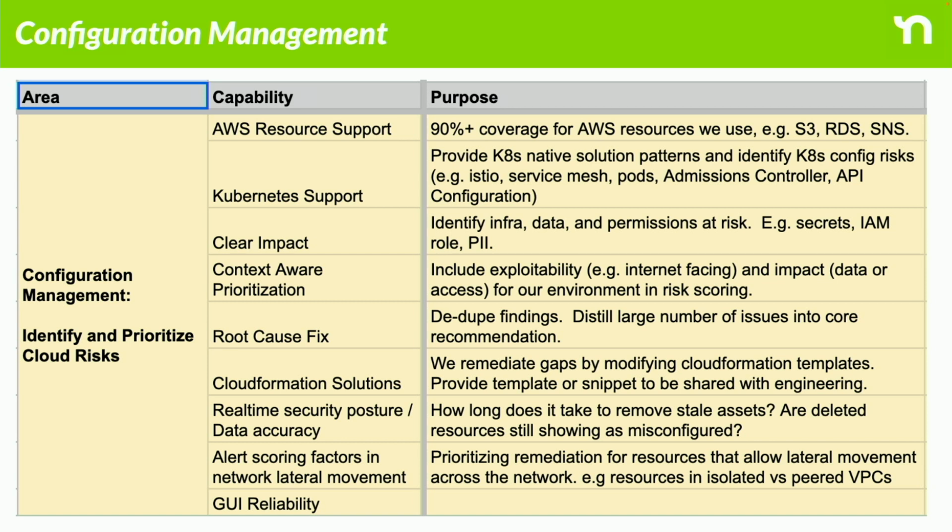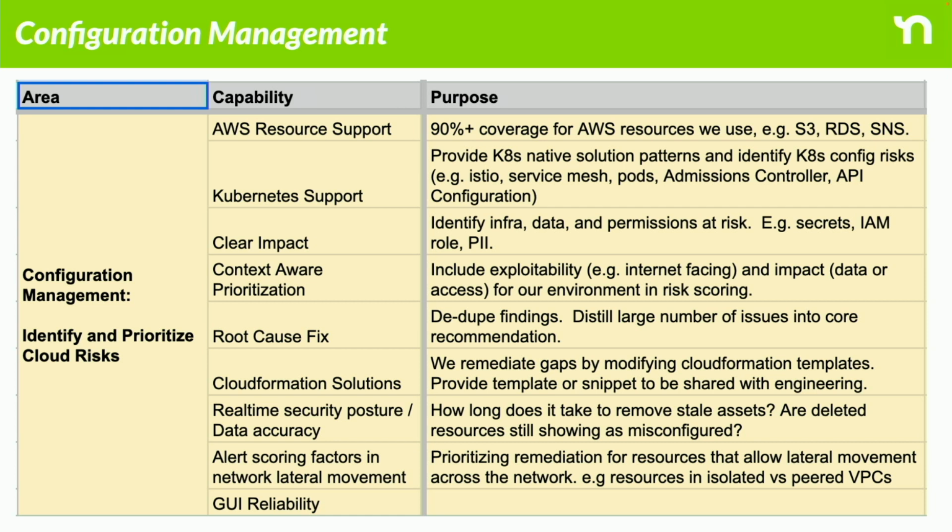So then clear impact. It's important to understand the business risk versus best practice. So just because you have a failed CIS control doesn't necessarily mean that that's a business risk for your environment. And so you really want to understand the clear impact of what the vulnerability or what the misconfiguration is and be able to act on it accordingly.